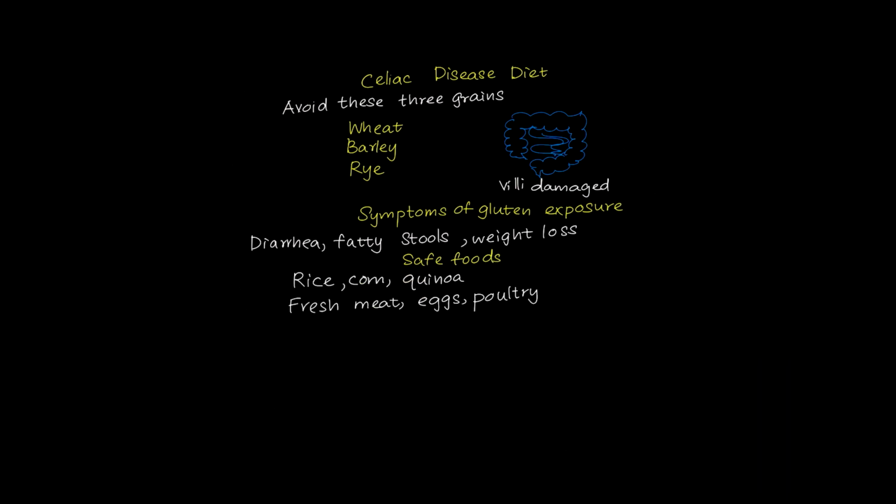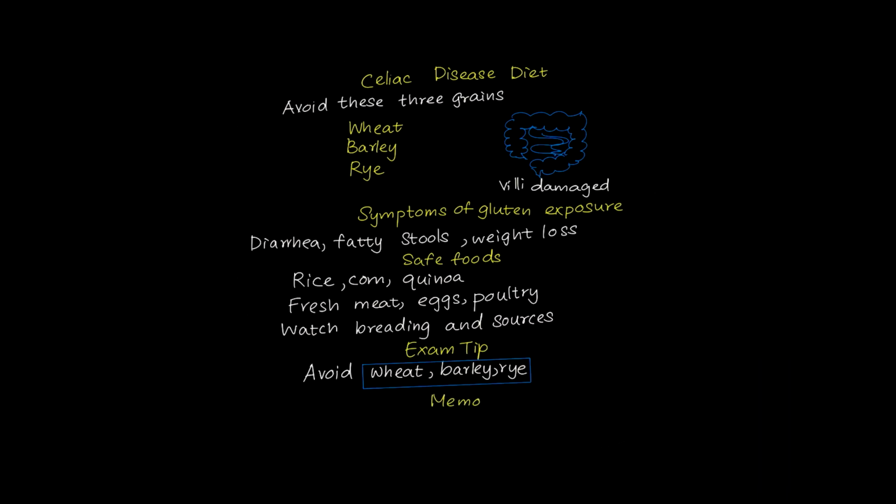Fruits, vegetables, and legumes are gluten-free and actively encouraged. Only wheat, barley, and rye trigger the damage. Here's a D444 OA exam tip for you. Celiac equals avoid wheat, barley, rye. Memory hook, 3 WBR grains wreck the villi.